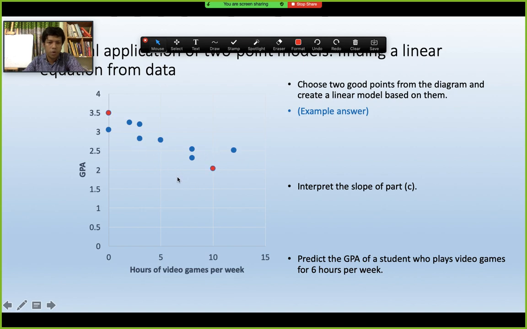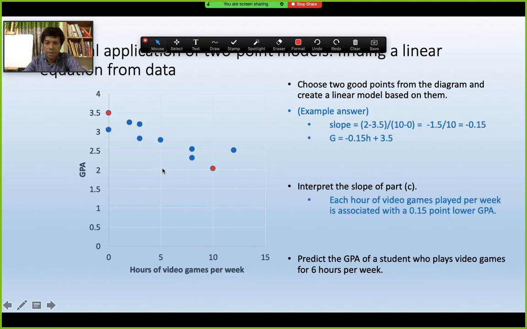So you choose 2 points first of all. Now see, we have chosen these 2 points, but it's not necessary that you choose these 2 points, because I will show you why. Say our answer is g equals minus 0.15h plus 3.5. So your answer may be 3.6, 3.7, and instead of 0.15 maybe it is 0.14 or 0.16. So it can fluctuate a little bit. Okay, but let's say this is 3.5.